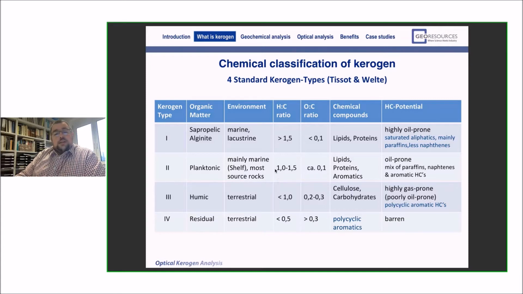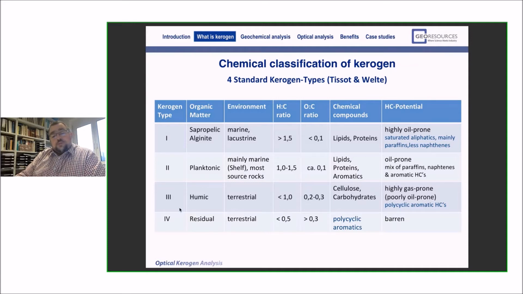The hydrogen index is slightly lower. It's lower than in the type 1. The oxygen ratio is slightly higher. And again, we have lipids, proteins, but also aromatics. And it's still oil prone, but it's a mix of paraffins, naphthenes, and aromatic hydrocarbons.